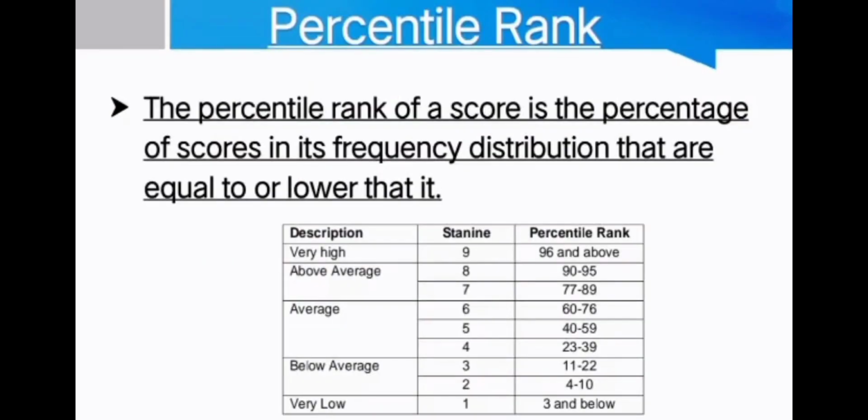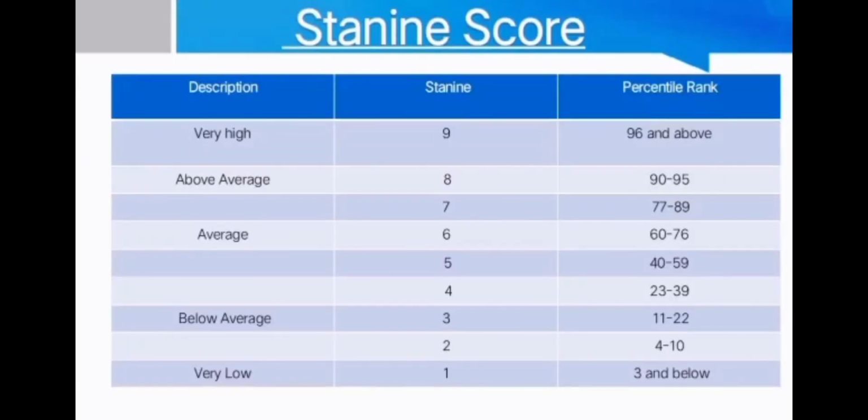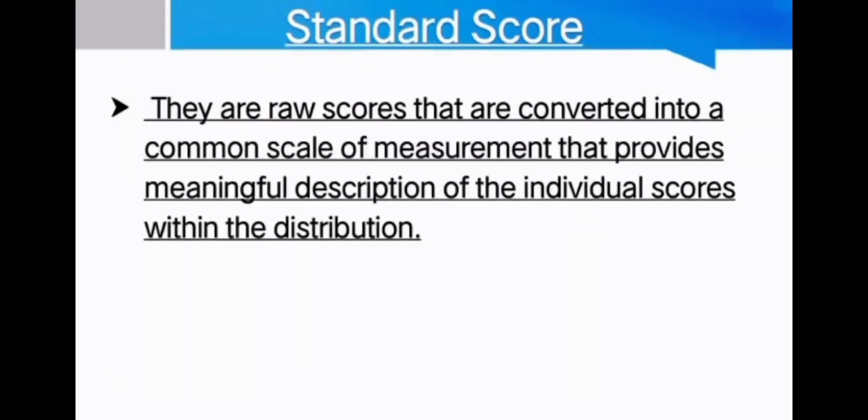Percentile rank. Percentile rank of a score is the percentage of scores in the frequency distribution that are equal to or lower. The table that you can see is the example of percentile rank, and this is the example of Stein score. Standard score. They are raw scores that are converted into a common scale of measurement that provides meaningful descriptions of individual scores within the distribution.